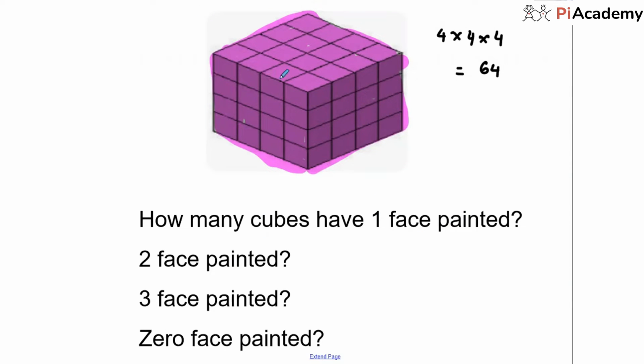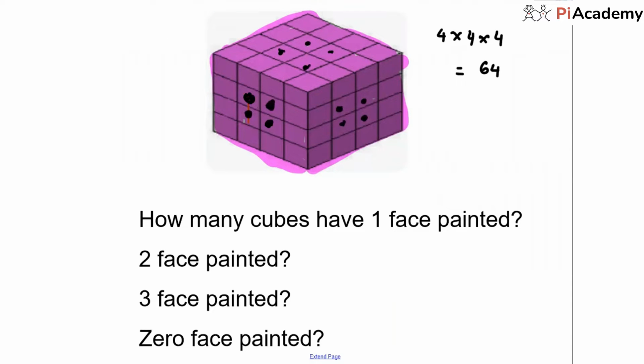Next, how many cubes have one face painted? See, there are cubes that have only one face painted. Look here, these cubes. Let me show you with another color. This cube, this cube, this cube, and this cube will have only one face painted. You see, right? Similarly here also, on each face.